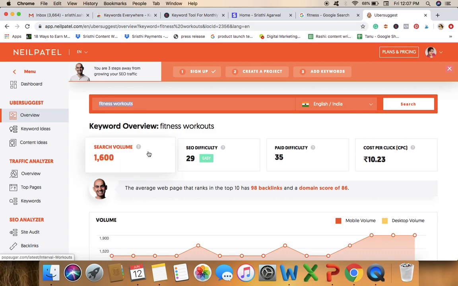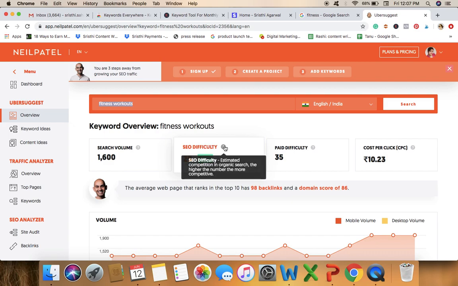All you have to do is look for a high search volume and low SEO difficulty. So if Ubersuggest is suggesting that the SEO difficulty is easy, you can go for it. It is showing the estimated competition on organic search: the higher the number, the more competitive it is. So 29, it's still saying that you can go ahead and do it. This is the best way of doing keyword research, where you don't have to invest any money.